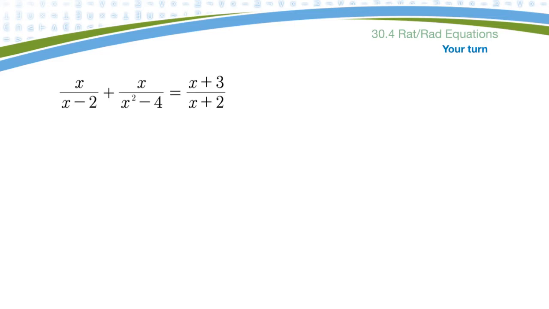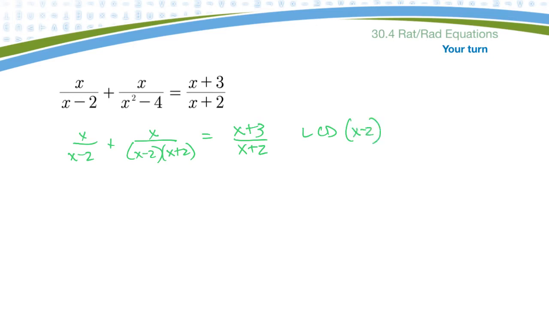Okay, hopefully you've tried it. First thing I would do is that second term, I need to factor the bottom. And it's x minus 2, x plus 2, is equal to x plus 3 over x plus 2. Now to find my lowest common denominator, I need to have every factor the most number of times it occurs in any one factor. So here I have x minus 2. Here I also have another x minus 2. I don't need to write it again, but I also have an x plus 2. So I need that in my common denominator.